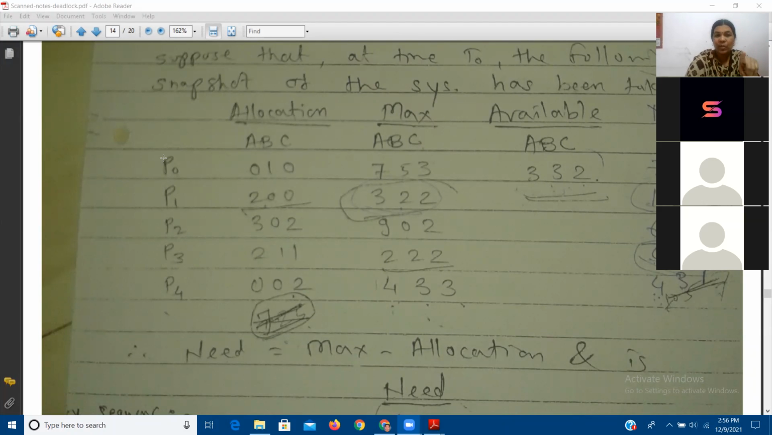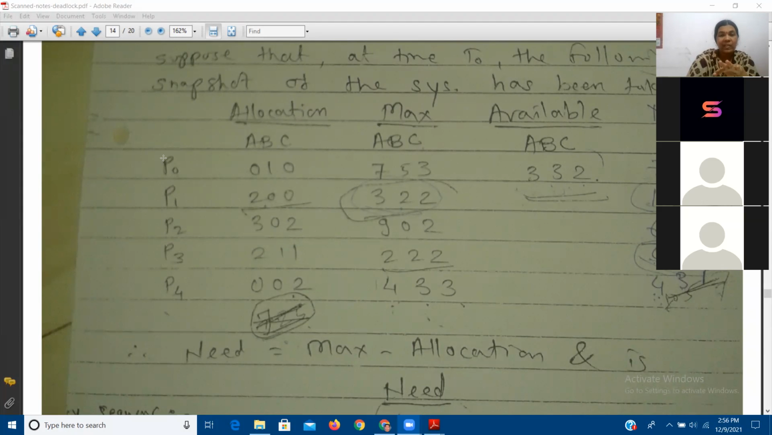Okay, so like that process P1, what is the current allocation by the system to P1? 2 instances of A are allocated and 0 instances of B and 0 instances of C. And what is the maximum need of P1? 3, 2, 2. 3 instances of A are required, 2 instances of B are required and 2 instances of C are required. Right? So this is the allocation, this is the maximum need of each and every process. And what is available with the system? So available right now, 3 instances of A, 3 instances of B and 2 instances of C are available with the system.